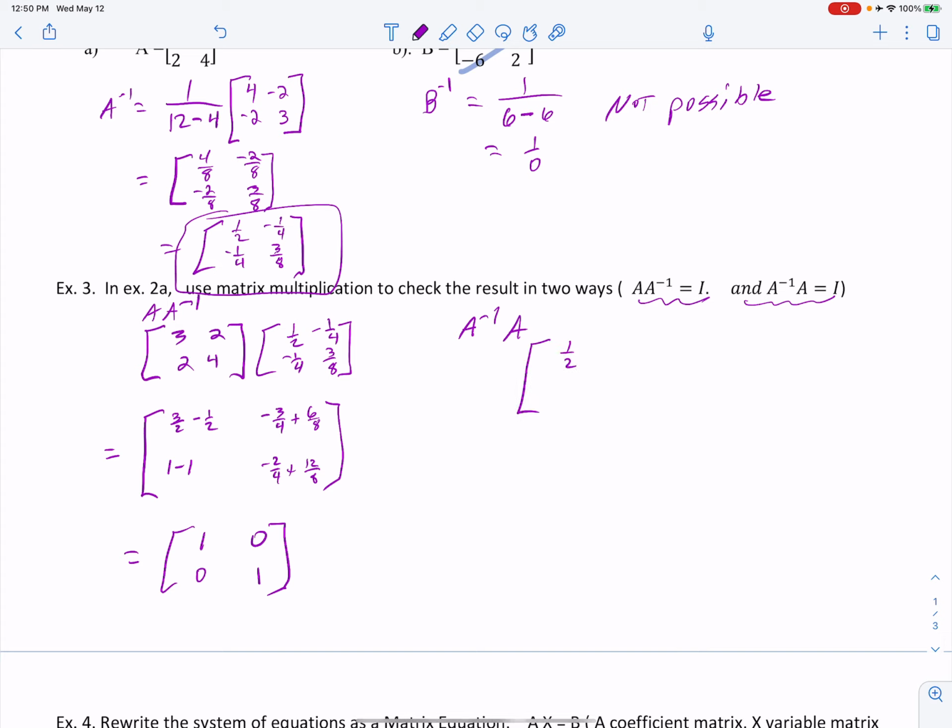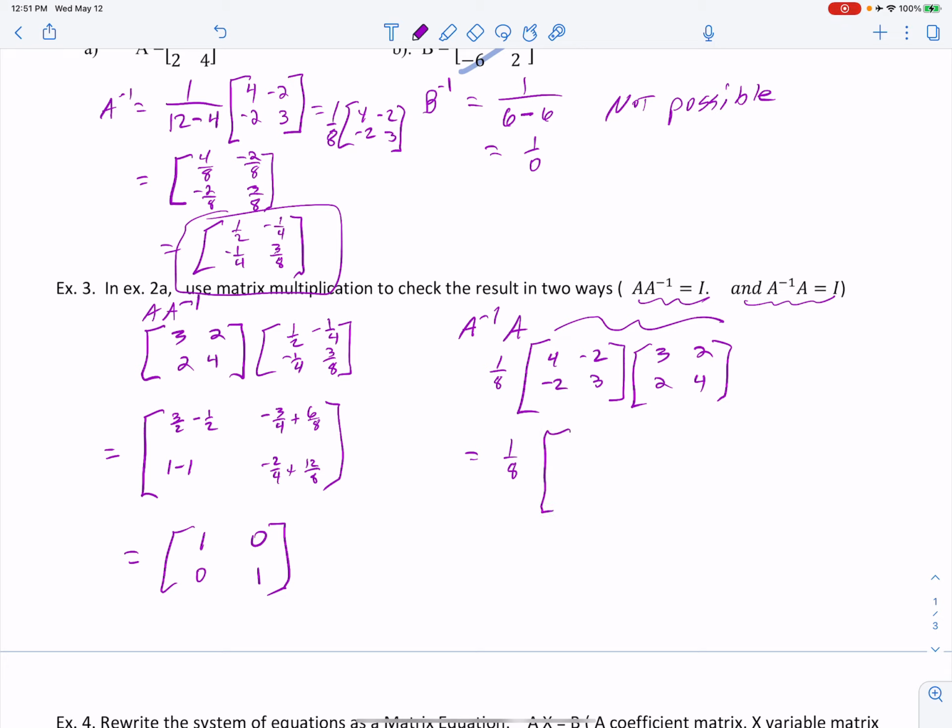So 1/2. Oh, another thing you could do is for the inverse, you could leave the scalar outside, the 1/8, and use the 4, the -2, the -2, and the 3 and multiply by the scalar last. So that's just using this as 1/8 for -2, -2, 3, if you wanted to do it that way, and then times A, which is 3, 2, 2, 4. And then do this multiplication first and then distribute the scalar. Just make sure you show the scalar as you go through. And sometimes that's a little nicer because you don't have the fractions.